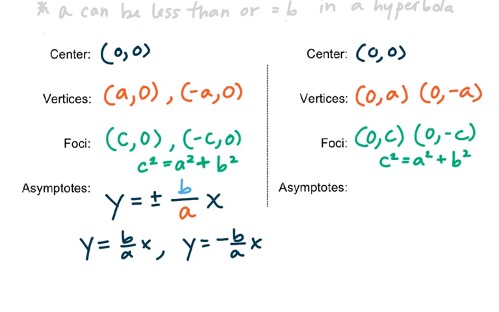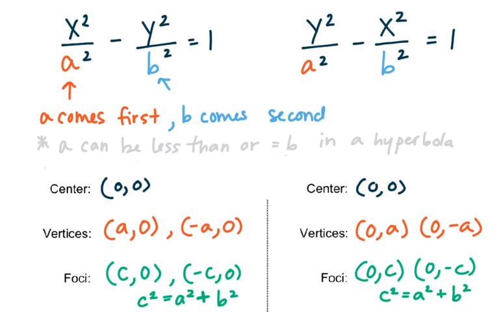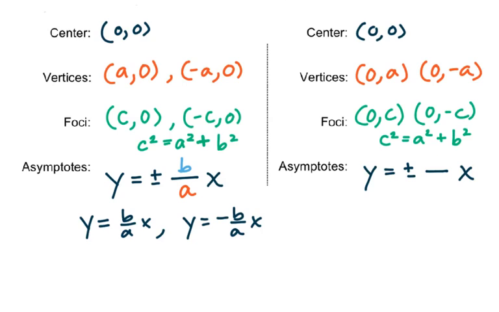Now for a vertically oriented transverse axis on the hyperbola, it's going to be similar. We'll have y equals plus or minus some slope times x. Now if we look at our vertical form, what value is under y? A is under y, b is under x. So this ratio is going to be a over b. Again, thinking about slope, a over b. And all that plus or minus does is create two equations.